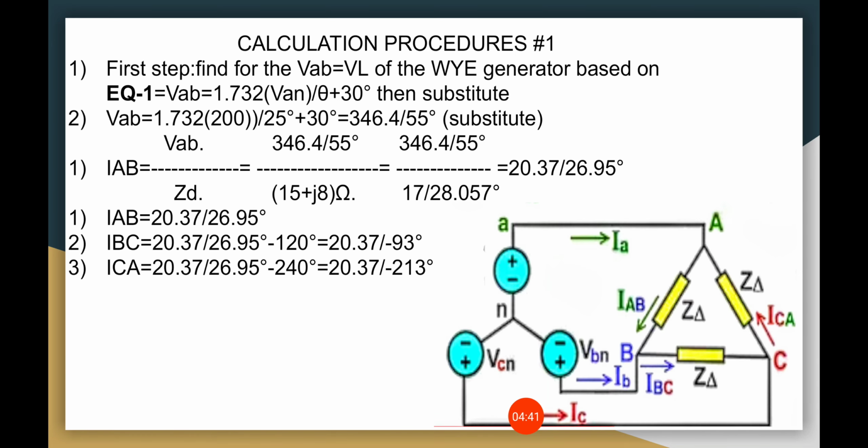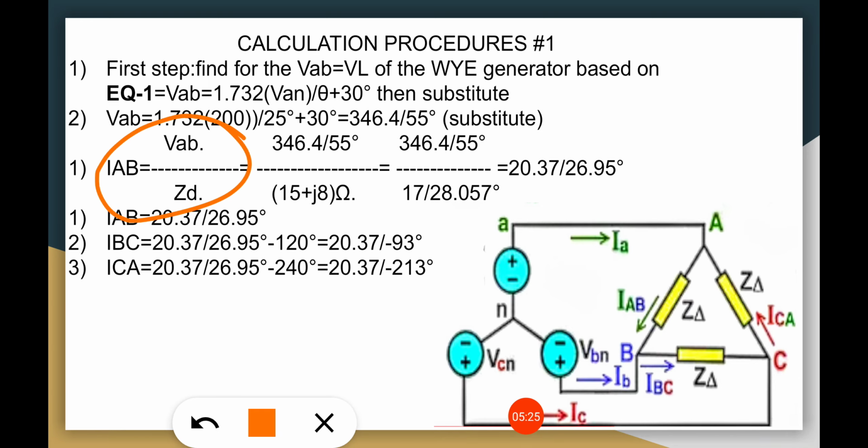So let's go to calculation procedure number 1. Find the VAB of the Y generator based on equation 1, which is the square root of 3 times VAN, at phase angle plus 30 degrees. We already have VAN, 200 times the square root of 3, and the phase angle is 25 plus 30 degrees, and so we have this value, 346.4 at 55 degrees phase angle. So we substitute this in the equation.